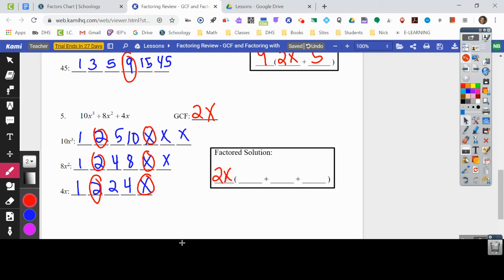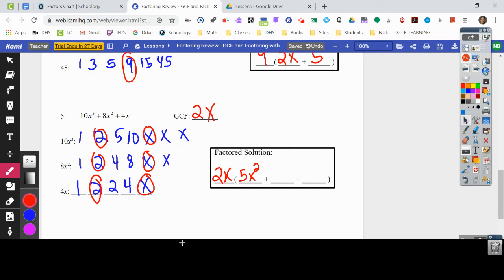Now I'm ready to fill in the rest of my parentheses. I have 3 terms, from the 3 terms of my original problem. Now 2x times what will give me back my 10x to the third? Well, 2's partner is 5, because 2 times 5 gives me 10. And I have these 2 extra x's, the ones that are not circled, which go back into my parentheses here. So it's 5x squared.